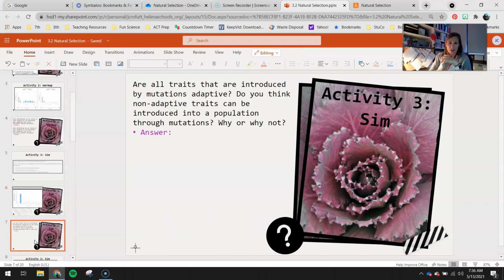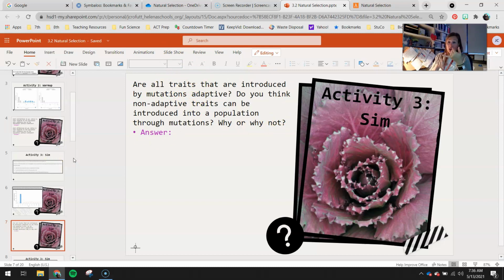Are all traits that are introduced by mutations adaptive? Again, your keyword there is all. Are all traits that are introduced by mutations adaptive? Do you think non-adaptive traits can be introduced into a population through mutation? Why or why not? So kind of 3 questions to answer there. Make sure you address all 3.